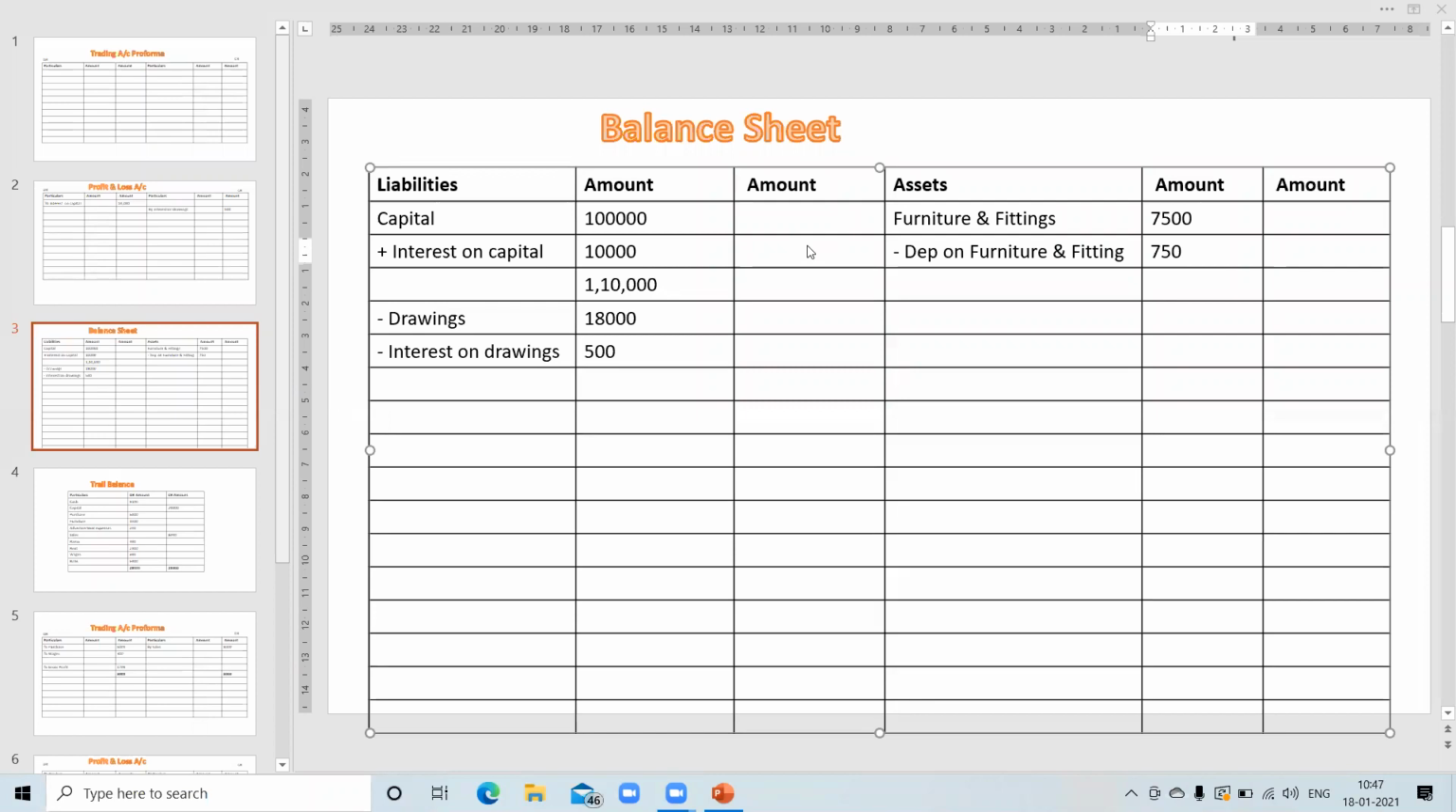See, depreciation on furniture and fitting. So the amount you have to less to furniture and fitting. See, for example, it is 750. Minus 750, the remaining balance you have to now post in the outer column. So 6,750.